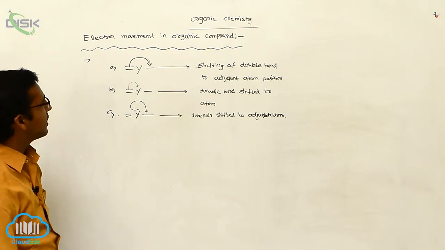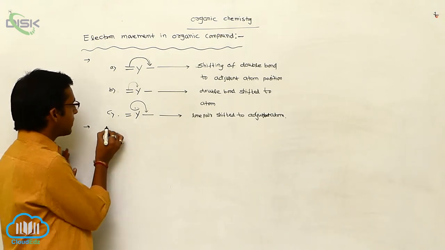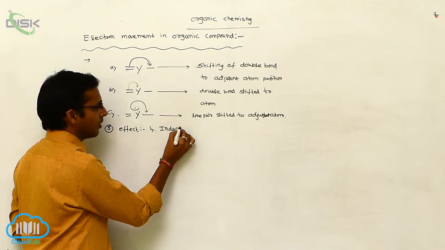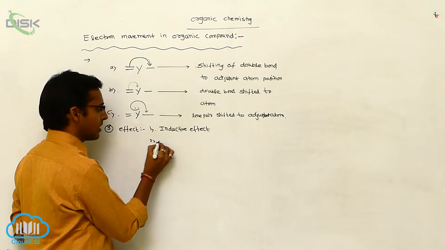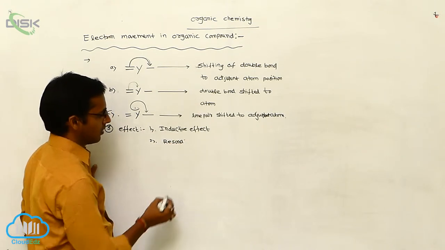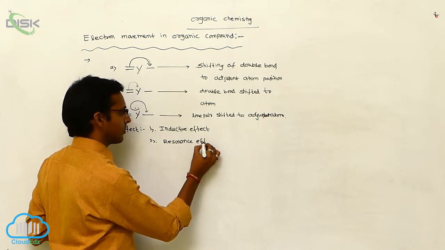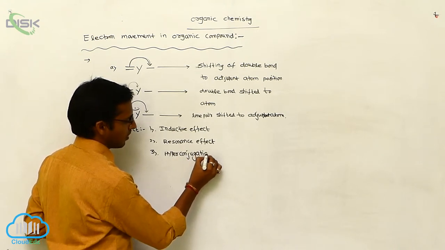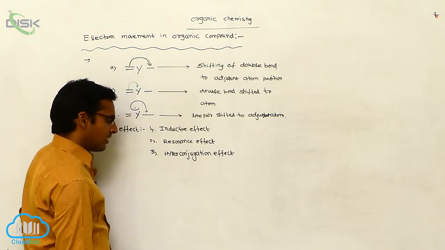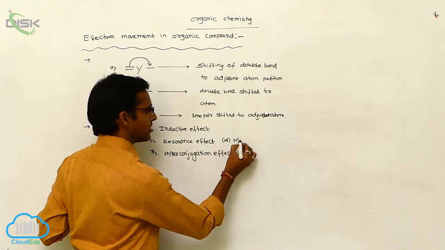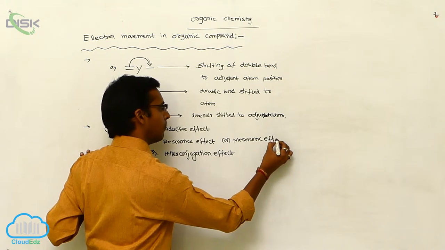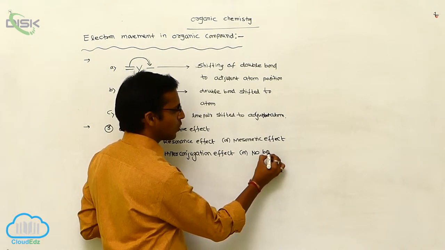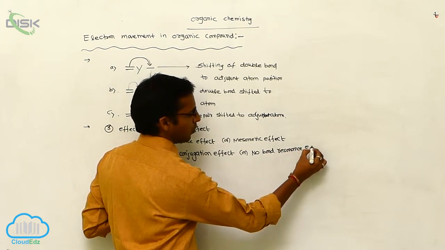So this electron movement in organic reactions means the displacement of electrons, based on three effects. Three molecular displacements are involved. One is the inductive effect, the second one is the resonance effect, and the third one is the hyperconjugation effect. The resonance effect is also called the mesomeric effect, and the hyperconjugation effect is called the no bond resonance effect.